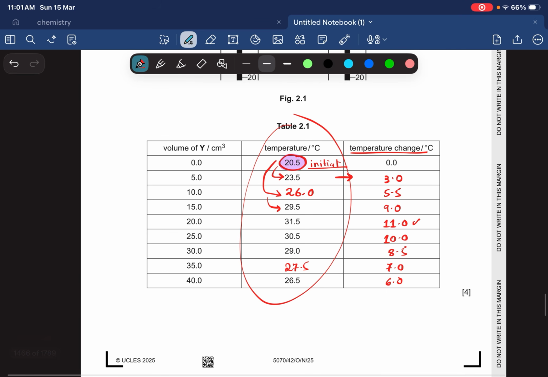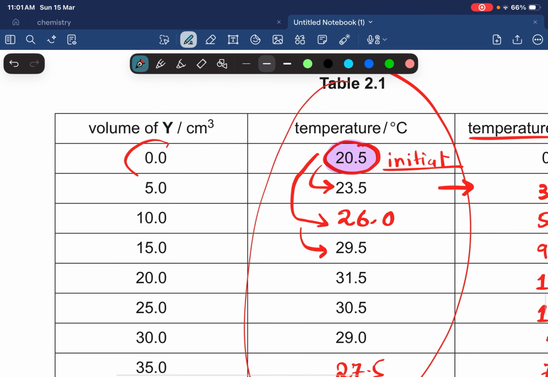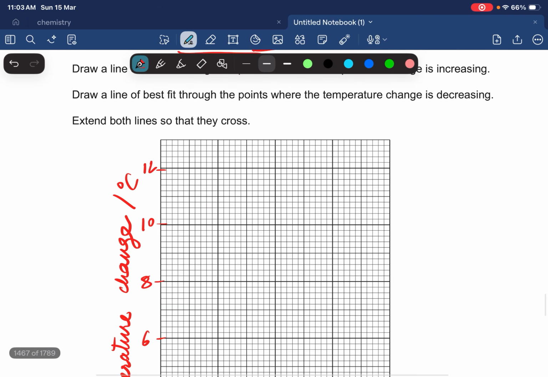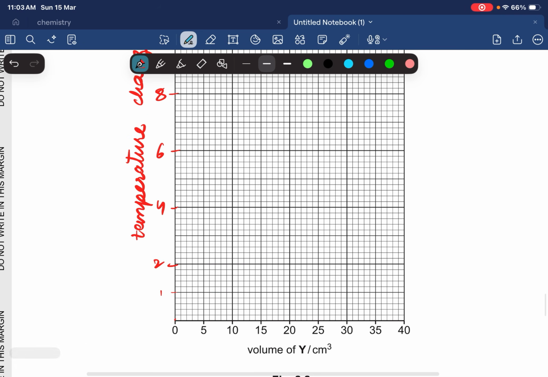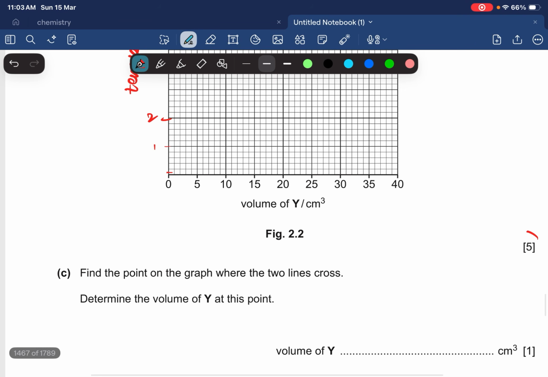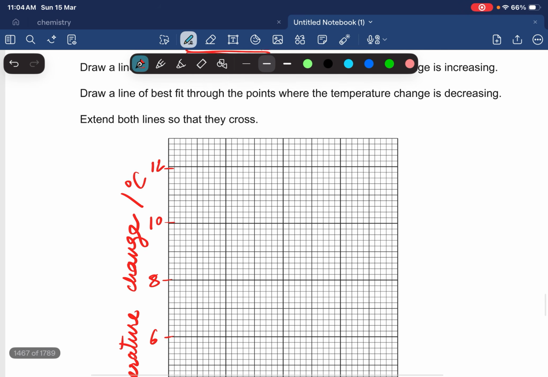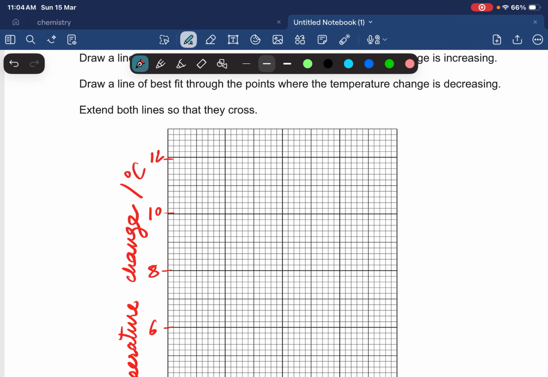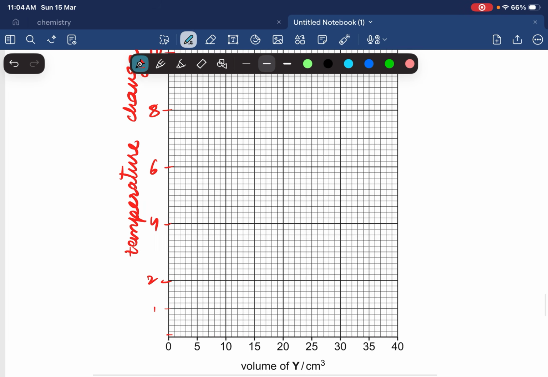For volume of Y that is 0, our temperature change is also 0. So I'm going to plot this graph in front of you to make you realize that these 5 marks, I don't want any one of you to lose. It's so simple that you just have to label this. You have to write the units. You have to do these small things to impress the examiner.